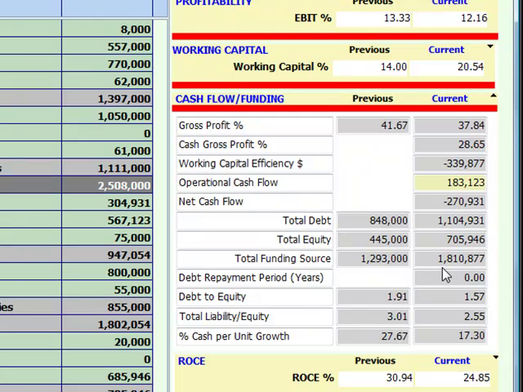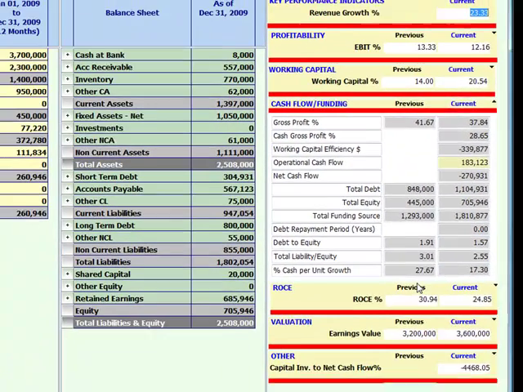Obviously, if our return on our funds employed in the business is greater than the cost of that debt, we might be in a position to start considering whether we have good or bad debt. So what is the return on the funds that we have in our business?